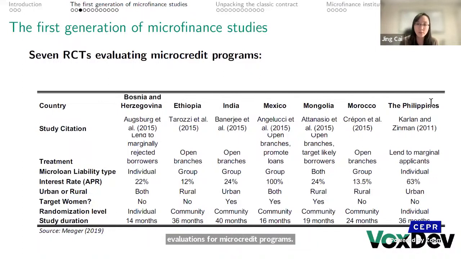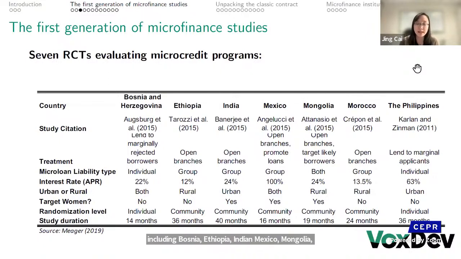So these challenges have provided motivations for the large number of randomized evaluations for microcredit programs in recent years. And here we're going to review 7 RCTs that evaluate microcredit products in a variety of contexts and countries. As we can see from this table, those studies cover microcredit expansion in 7 different countries, including Bosnia, Ethiopia, India, Mexico, Mongolia, Morocco, and the Philippines.